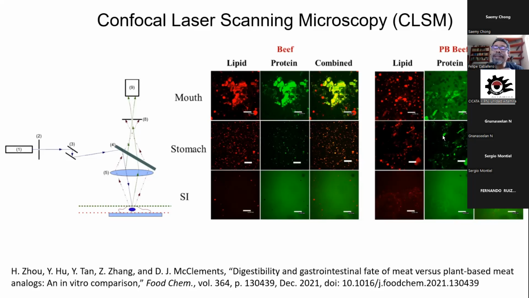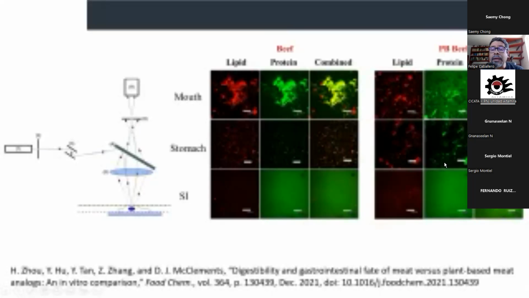some non-separated parts of the lipids and the proteins, and after the digestion in the small intestine, you can see these red spots in the intestine that indicate that not all the lipids are digested as there were in.